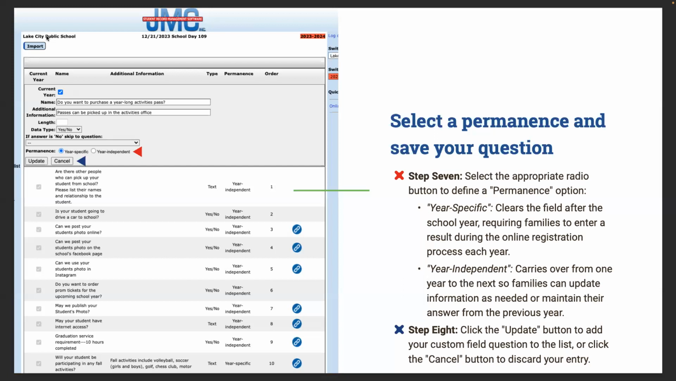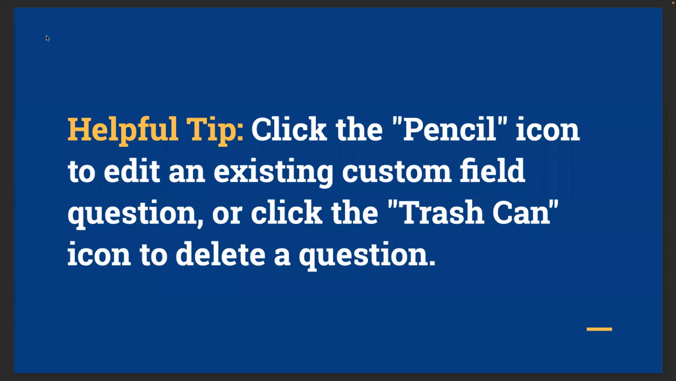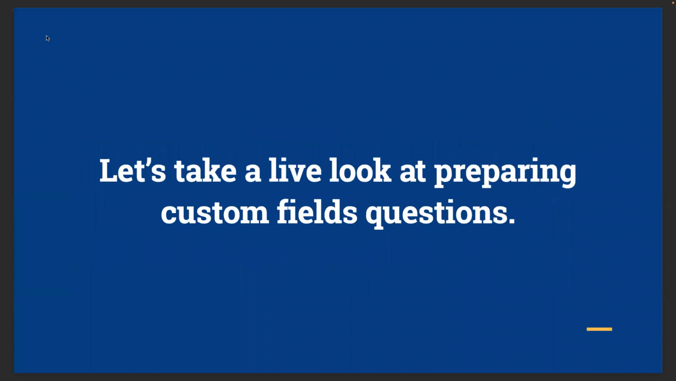Step 8, click the update button to add your custom field question to the list, or click the cancel button to discard your entry. A helpful tip: click on the pencil icon to edit an existing custom field question, or click the trash can icon to delete a question.